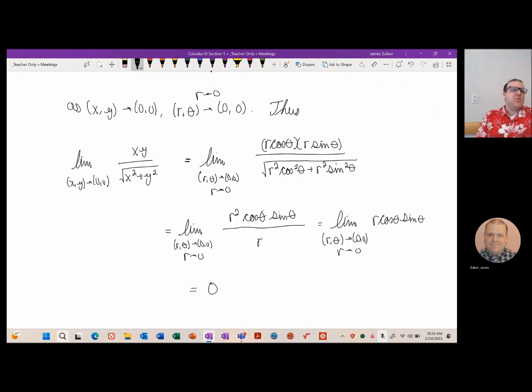There are some limits that you can also still use algebra on. For instance, x squared minus y squared is a difference of squares. It simplifies to x plus y times x minus y. So if you do the limit as xy approaches 0, 0 of x squared minus y squared over x minus y, you can simplify that. And you get a limit of 0.